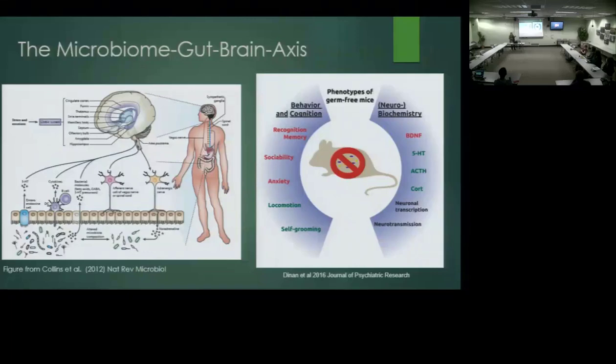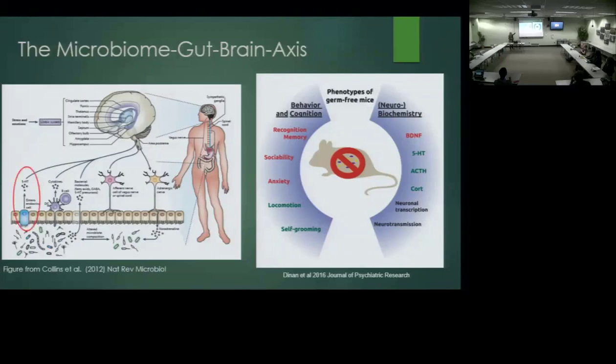That's accompanied by changes in brain chemistry. So BDNF levels drop, levels of serotonin, ACTH, and corticosterone go up. And there are complex changes in neuronal transcription and neurotransmission. And I should say there's also increased locomotion and self-grooming behavior in these animals. So why? Why would that happen? How do things in the gut talk to the brain, which is so physically distant from them? And there are a lot of different interesting pathways.